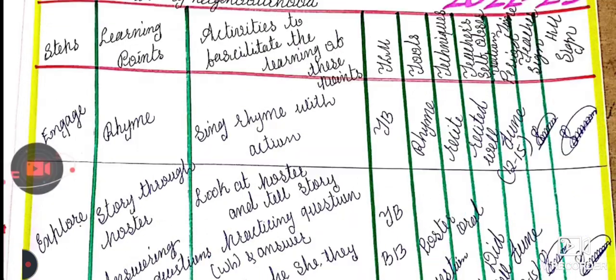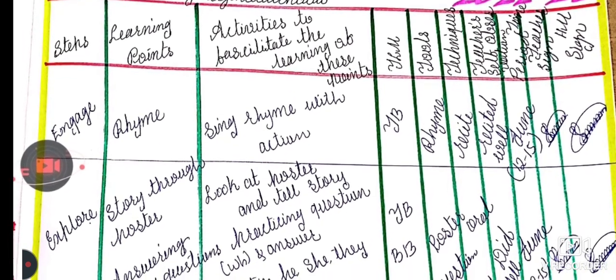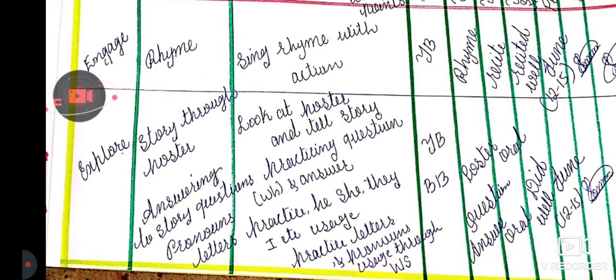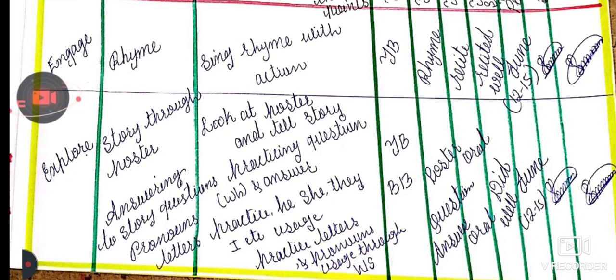Related to these learning outcomes, activities to facilitate the learning of these points are: first, story through poster. For this learning point, the activities are look at poster and tell story. And related to answering story questions, activities are practicing questions, that is WH questions, asking and answering. This practice we conduct here. And related to pronouns, activities are he, she, they, it, like that, I, we, you, he, she, it, they. These uses we practice here.